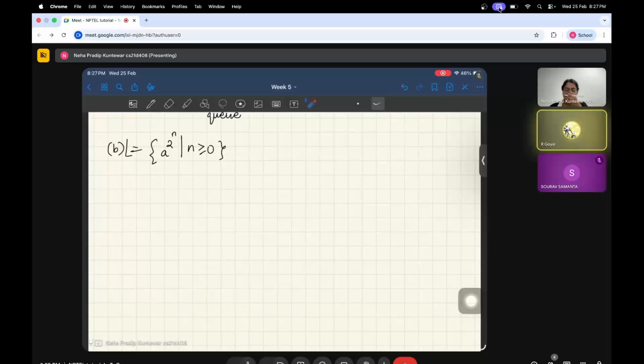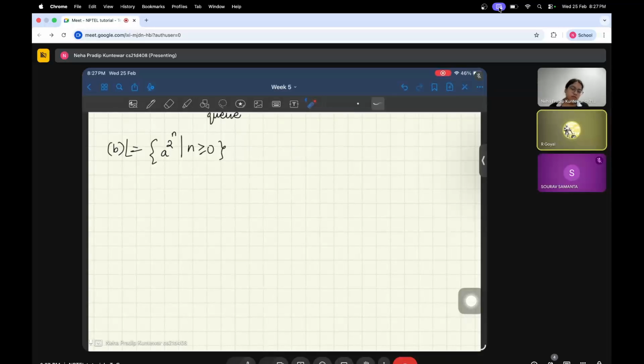So a raised to the power two raised to n. If I put n equal to 0, then a, and then a squared, and then a raised to the power 4 in that sense. So I push a, like say 4 a's. Since perfect pairing can be done here, whenever I read an a, I push the things and I pop the things. So everything would be done in a pair.